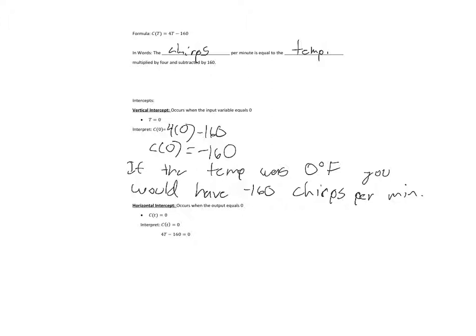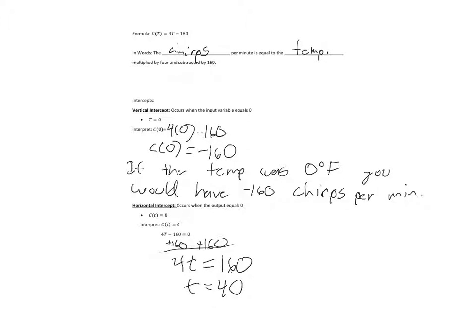The horizontal intercept occurs when the output value is equal to 0. That is to say, when this function itself equals 0. So if you'll notice, what we would do if we wanted to find the horizontal intercept is we would take the function and set it equal to 0. In this case, we could actually solve this for t. So we'd add 160 to each side. So 4t would equal 160. And if we divide by 4, then t equals 40. So what this is saying is it's basically figuring out when the chirps would equal 0. And as we previously discussed, when the temperature equals 40 degrees, you get 0 chirps.